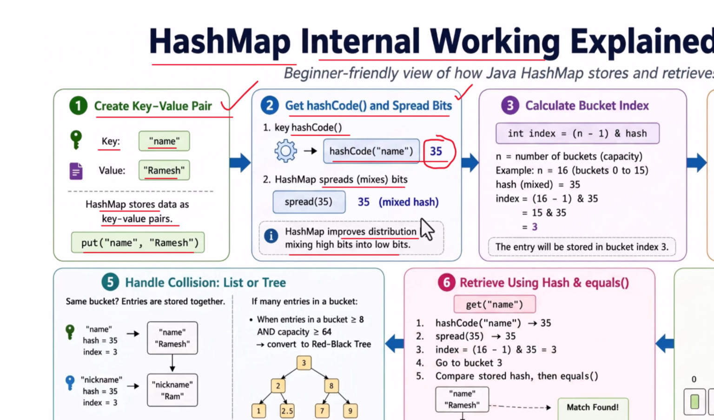This matters because the lower bits are used while selecting the bucket. Better hash distribution usually means fewer collisions. For this beginner-friendly example, assume the mixed hash value is also 35.